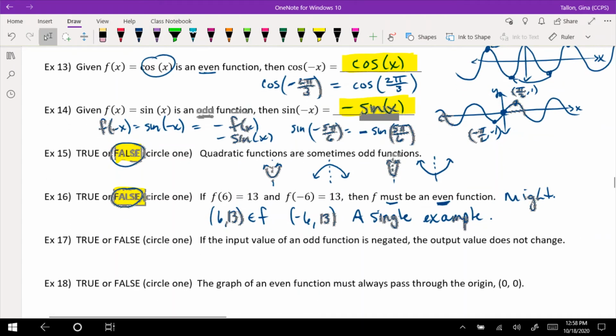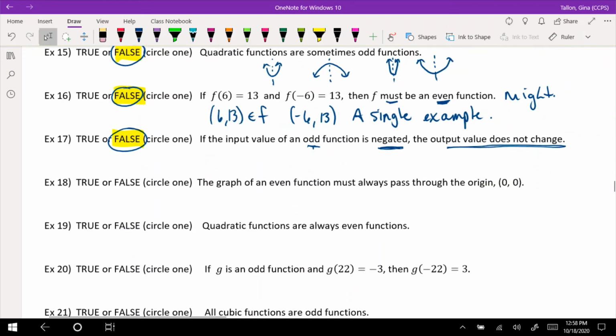Question 17, true or false? Circle 1. If the input value of an odd function is negated, the output value does not change. So for an odd function, if you negate the input, the output does not change. That also is false, because the output always gets negated for odd functions. So that is definitely a false statement.